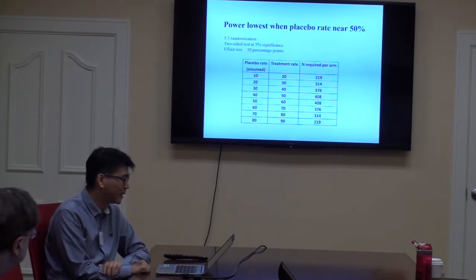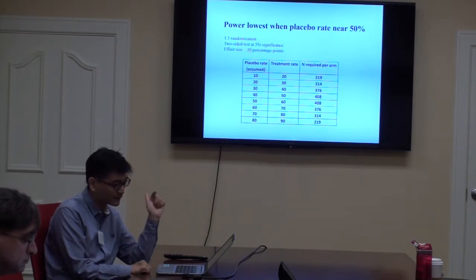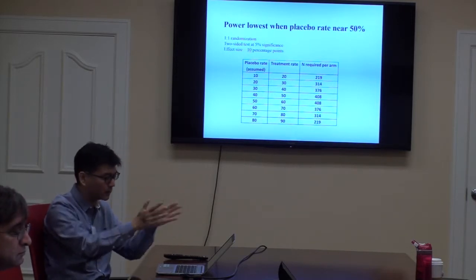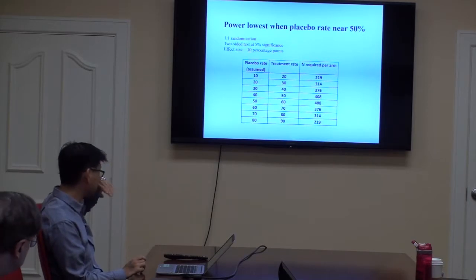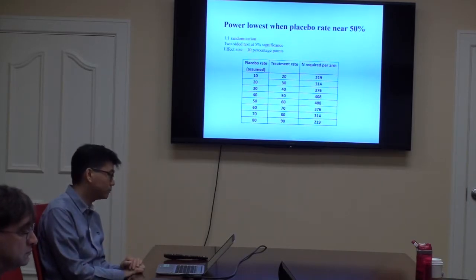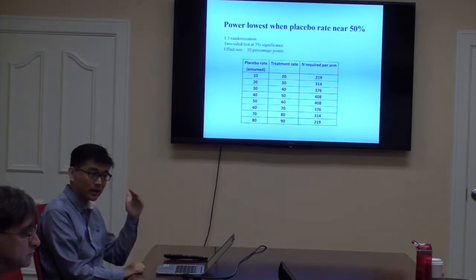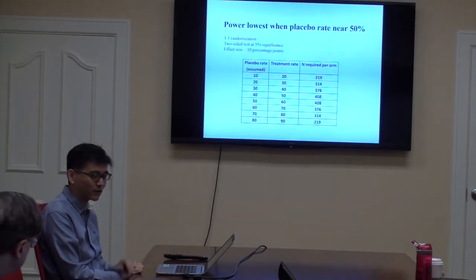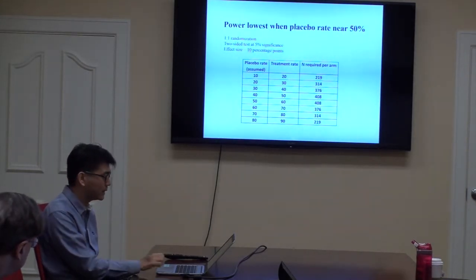This table shows how much the placebo rate affects the sample size required in this study. Assuming that we want to fix the effect size at 10 percentage points, so we want to see a 10 percentage point difference between treatment and placebo, if the placebo rate is 10%, we need about 200 subjects per arm. If the placebo rate is 40%, we need almost double the sample size. So it has a huge impact on the sample size. And the question is whether it's 10 or 40, we don't know. Well, hopefully we have some idea.